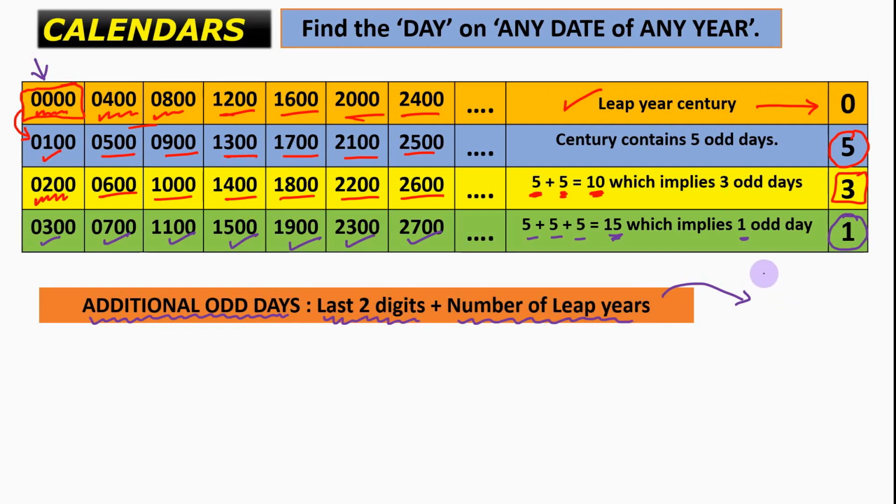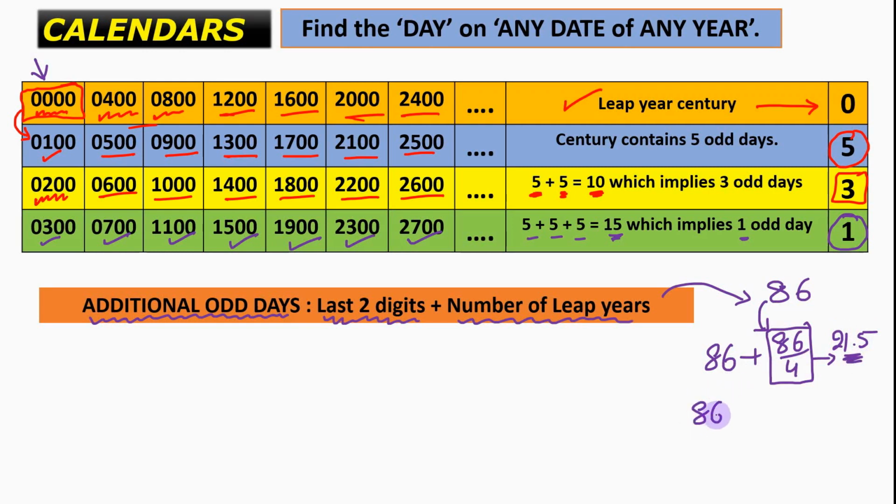Let's suppose I need to calculate the odd days in 86 years, so we will take 86 plus the number of leap years. So what is the number of leap years? When 86 is divided by 4, it gives us 21 point something. Okay, it is 21.5 to be precise, but we will consider 21 only.